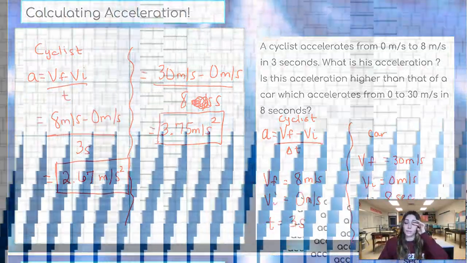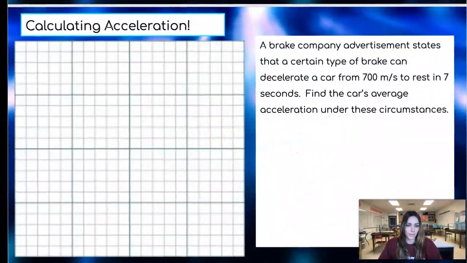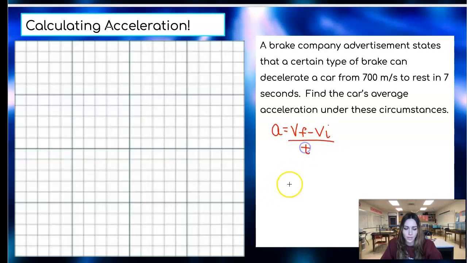Here we'll look at another very important example. This tells us that a brake company advertisement states that a certain type of brake can decelerate a car from 700 meters per second to rest in 7 seconds. Find the car's average acceleration under these circumstances. So just for good practice, I will continue to write out my formula, even though at this point you're probably like, I got it. So we want to look and see if we can find our VF, our VI, and our time. So in this case, we're told that the car is decelerating. We know it's a brake, so those are meant to slow something down. So we should keep that in mind as we start to solve our problem.